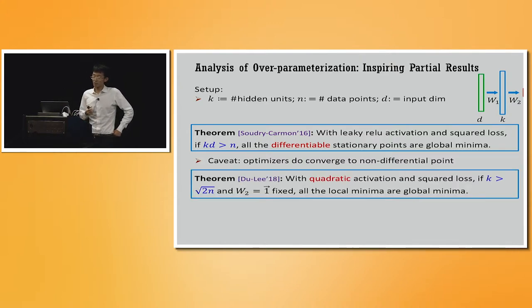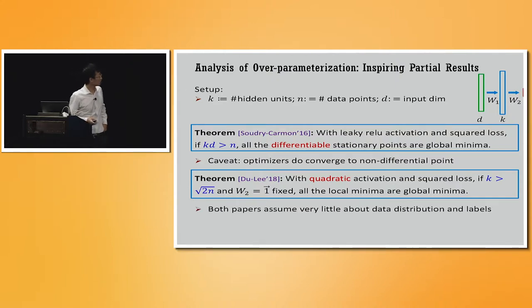There's another recent paper by Simon Du and Jason Lee, which shows that if I have quadratic activation, so the activation is just a square, and the loss function is also square loss, then if k is bigger than square root of 2n, and the weight matrix W2 is just an all-ones matrix, then all the local minima are global. The strength here is that we don't have the non-differentiability issue. The downside is that it only works for quadratic activations.